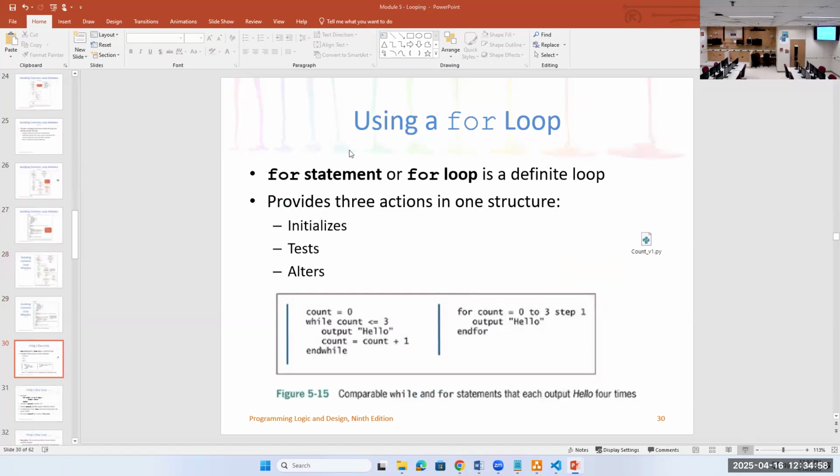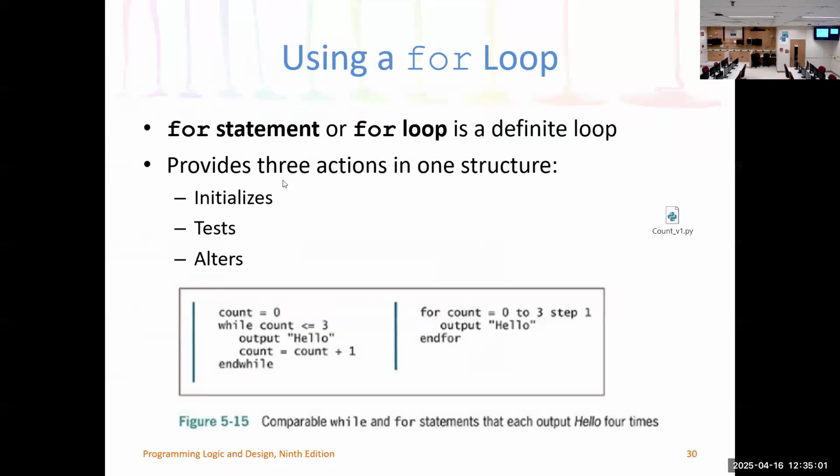Now that's what I mentioned in the case of the for loop. The for loop works very well in the case of a definite loop. That means you know for sure how many iterations you do. So basically in the pseudocode, it's the same structure: you have to initialize it, you test it, and you change it. So for this one, you start count at number 0 to number 3 and step number 1. You just do it.